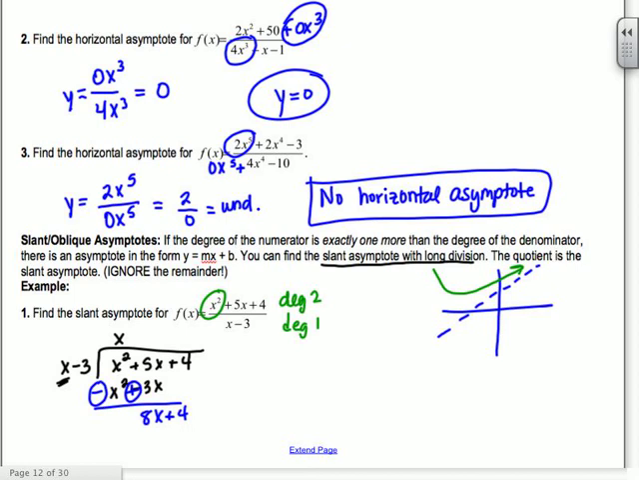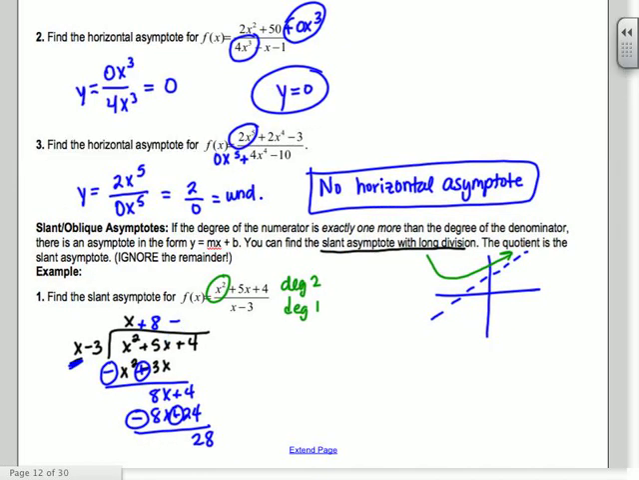You repeat. So you say, what do you multiply x by in order to get 8x? So you need plus 8. Take the 8 times everything in the divisor, so 8 times x minus 3 is 8x minus 24. Draw the line, change signs, you get 28. That's your remainder. That part doesn't matter. It's like you have plus the remainder over that divisor, x minus 3, left. We're not worried about that though. The only thing we're worried about is the quotient, x plus 8. That is our slant asymptote. So it's y equals x plus 8.